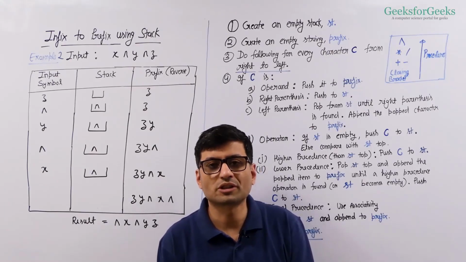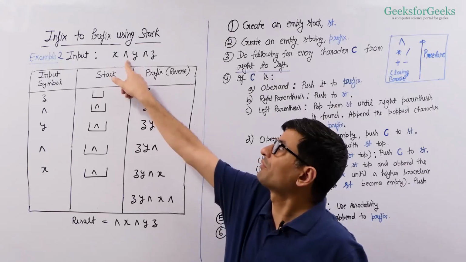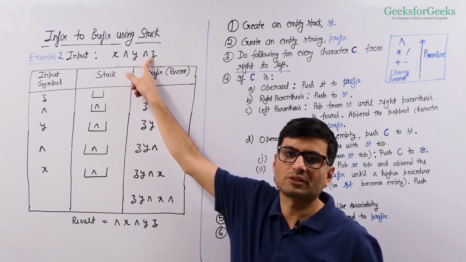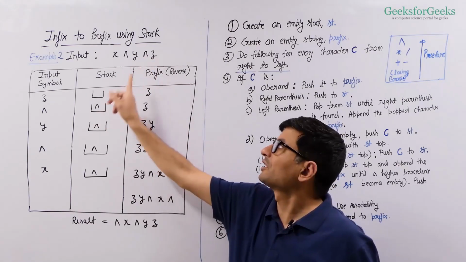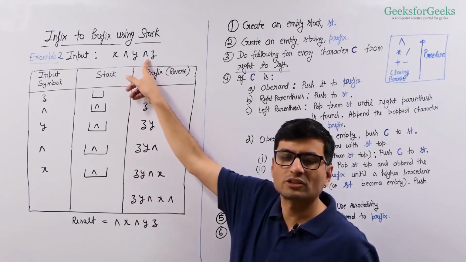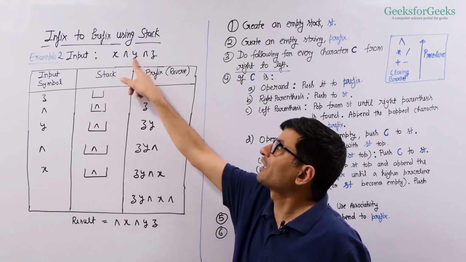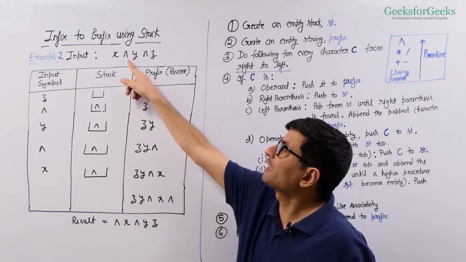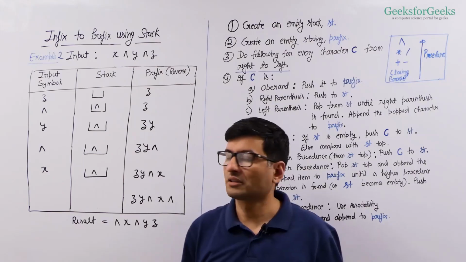This example demonstrates the associativity rule. So we have an expression x power y power z, and this power operator is considered to be right to left associative. So we are going to begin from the last character. It's an operand, so we are going to simply append it to the prefix. The next character is an operator. The stack is empty, so we are simply going to push it. The next character is an operand, so we are going to append it to the prefix. The next character is an operator, and this is where associativity comes into the picture.